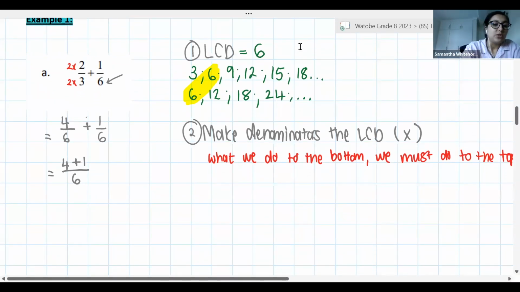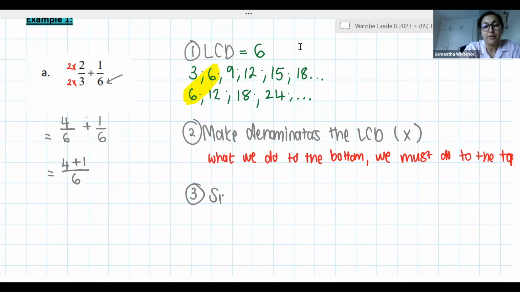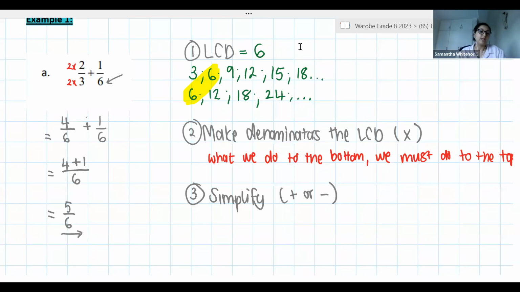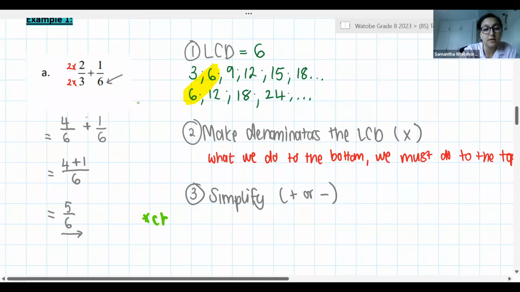Now all I need to do is my third step, which is to simplify. Now when I say simplify, this is where we do our adding or our subtracting. So here we're going to say 4 plus 1, which gives us 5, as a lot of people are saying on the chat, which is awesome, over my LCD or my original denominator of 6. Now guys, very importantly, we always need to check if we can simplify. Sometimes you can, sometimes you can't.